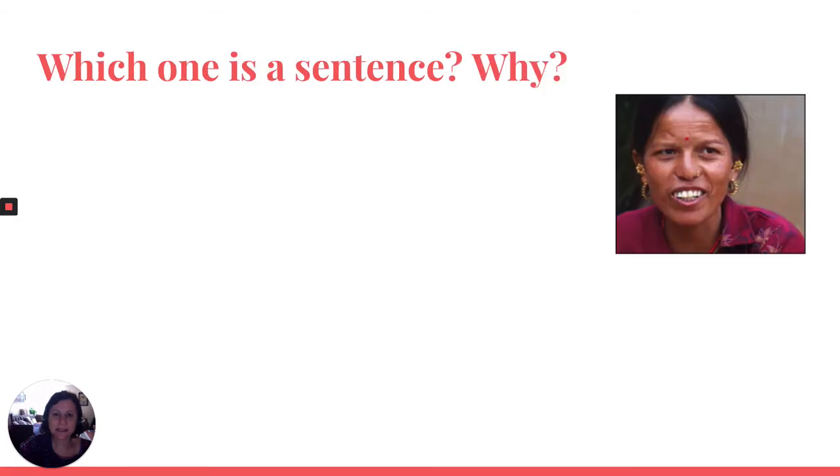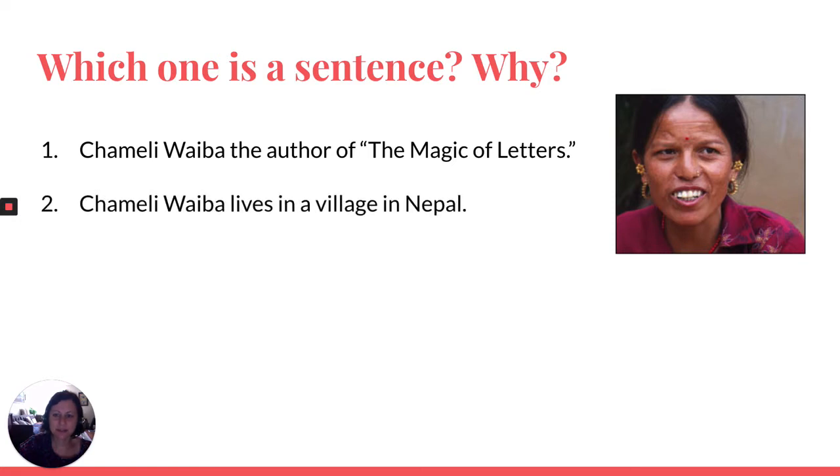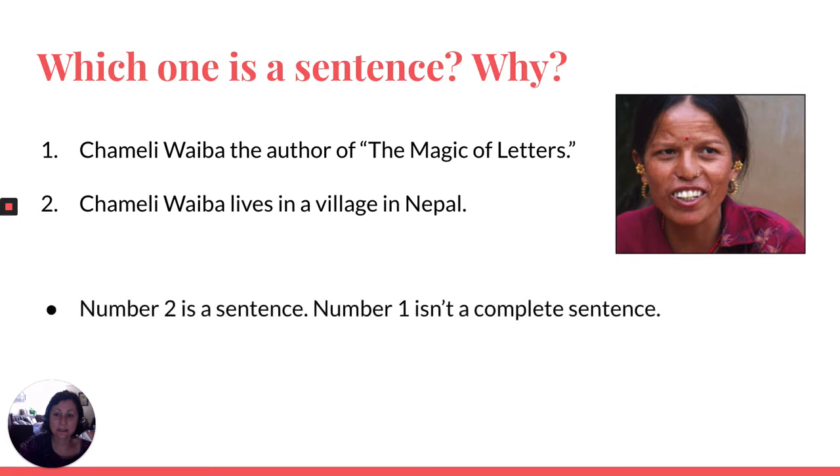Let's take a look at some examples. Which one is a sentence and why? Number 1: Chameli Waiba, the author of The Magic of Letters. Number 2: Chameli Waiba lives in a village in Nepal. Which one is a sentence? Number 2 is a sentence. It's actually shorter, but this one is the sentence. Number 1 isn't a complete sentence. Why?